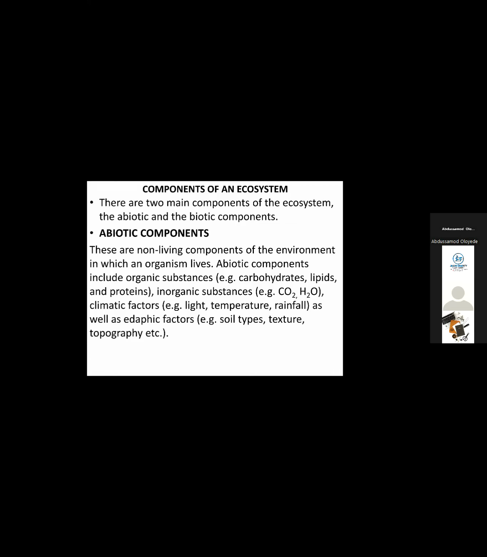Now, the abiotic components are the non-living components of the environment. Examples are carbohydrates, proteins, which are further categorized into organic and inorganic. The organic are the carbohydrates, lipids, proteins, etc., while the inorganic include CO2 and H2O. We also have the climatic factors: light, temperature, rainfall. The dynamic factors are the soil types, texture, and topography. Everything that falls under non-living things are abiotic components.